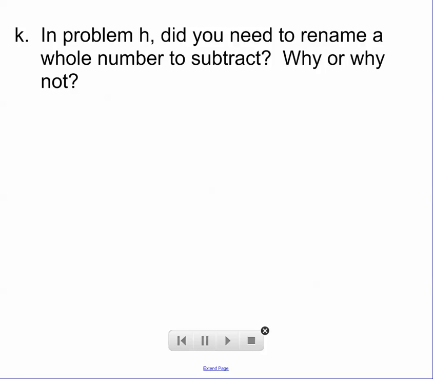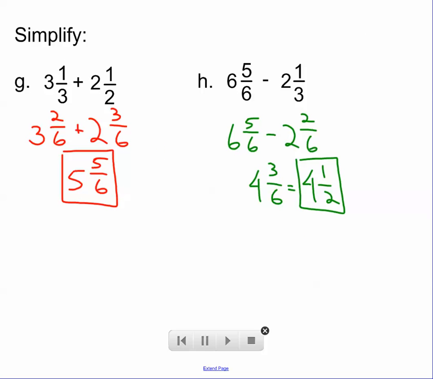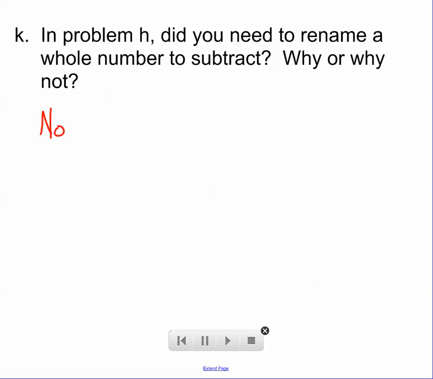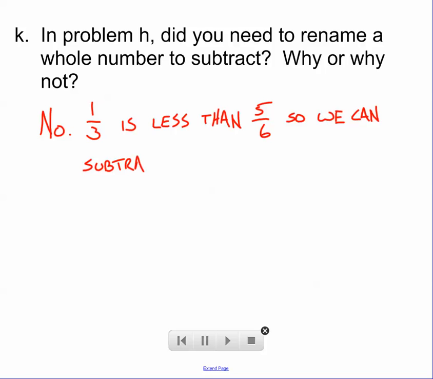So in problem H, did we need to rename a whole number to subtract? Let's go back and look at problem H. Did we need to rename a whole number to subtract here in H? No, we didn't. Okay, we can do 5 minus 2 is 3. Whereas in J, we did need to rename the whole number because 2 was less than 3. So let's answer that. The answer is no, we did not need to rename a whole number to subtract. And why is because 1/3 is less than 5/6. So we can subtract without renaming a whole number or without borrowing from the whole number.